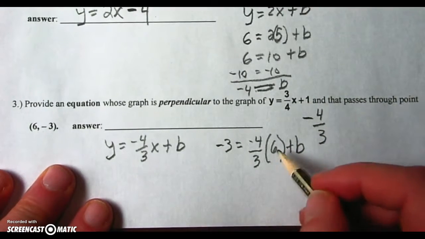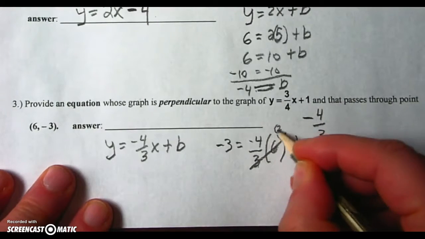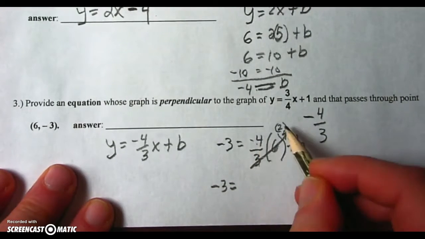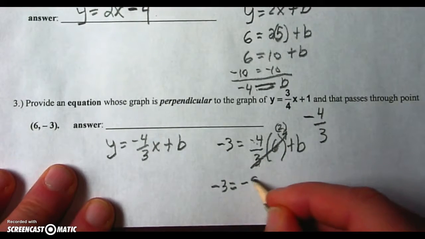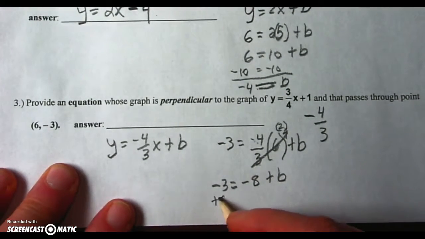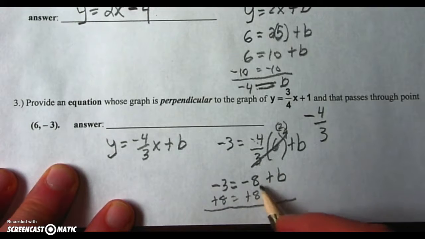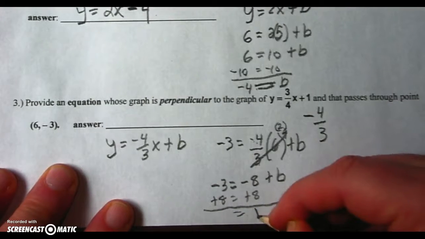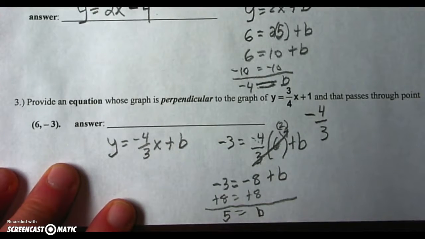All right. So 6 divided by 3 gives us 2. And we end up getting negative 3 equals negative 4 times, we just simplified that fraction, so negative 4 times 2 is negative 8 plus b. So now we can solve for b. We add 8 to both sides. Why do we add 8 to both sides? Because we have a negative 8 by the b. We want to get that negative 8 away from b. So negative 8 and positive 8 is b. And negative 3 plus 8 is a positive 5. So we have our y-intercept.